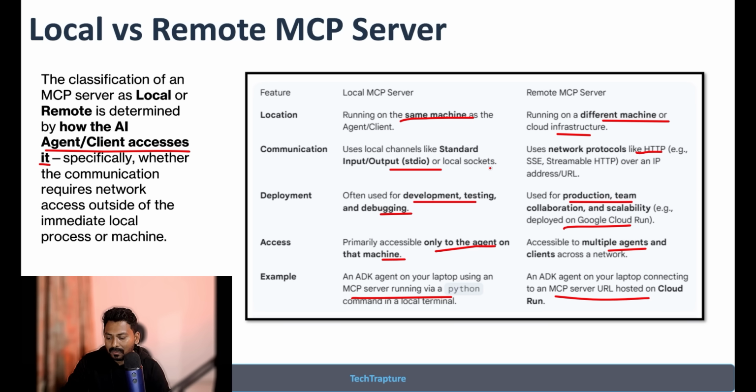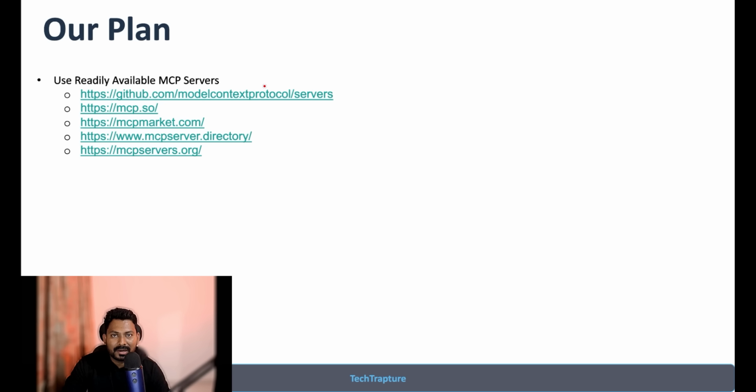Now we will jump into the demos. What is our plan for the demo? First we will use a readily available MCP server. There are a lot of MCP servers readily available. I have given the links, and I will also show in my browser which MCP servers are available. We will use a readily available MCP server, but we have to run it on our local system.